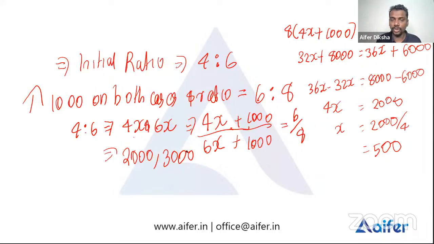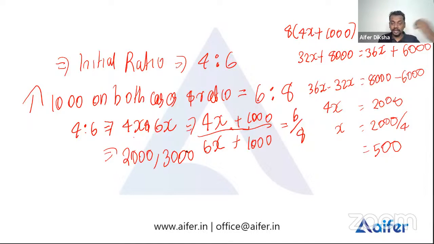First of all, they will be giving a ratio. Then there will be an increase or decrease of a particular value. Then they will be giving a new ratio, and you have to find the original value. So here 4:6 is the initial ratio, so we take it as 4x and 6x. Then there is an increase of 1,000 in both cases, and the ratio changes to 6 by 8. So we write it as 4x plus 1,000 by 6x plus 1,000 is equal to 6 by 8. Solving it, we get the value of x. Substituting in 4x and 6x, we have 2,000 and 3,000.